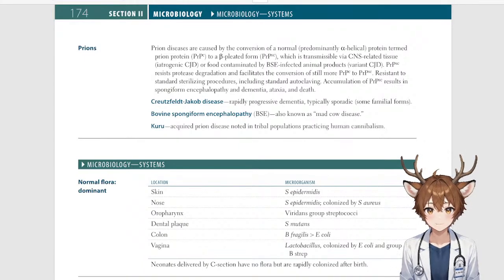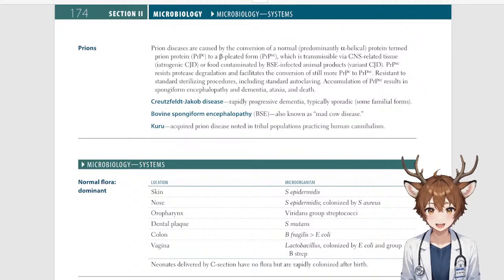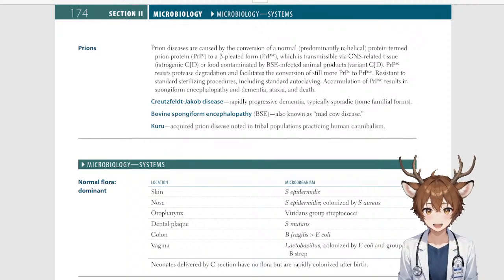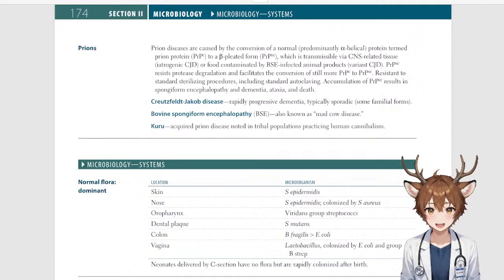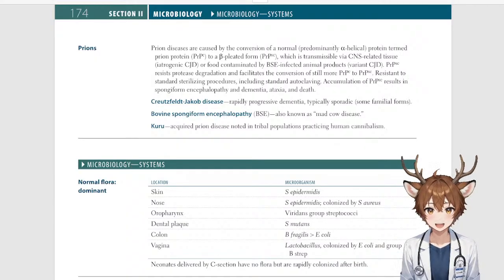So prions. Prion diseases are caused by conversion of a normal, predominantly alpha helical protein termed prion protein, PrPC, to a beta-pleated form, PrPSc, which is transmissible via CNS-related tissue, iatrogenic CJD, or food contaminated by BSE-infected animal products, variant CJD. PrPSc resists protease degradation and facilitates the conversion of still more PrPC to PrPSc, resistant to the standard sterilizing procedures including standard autoclaving. Accumulation of PrPSc results in spongiform encephalopathy and dementia, ataxia, startle myoclonus, and death.